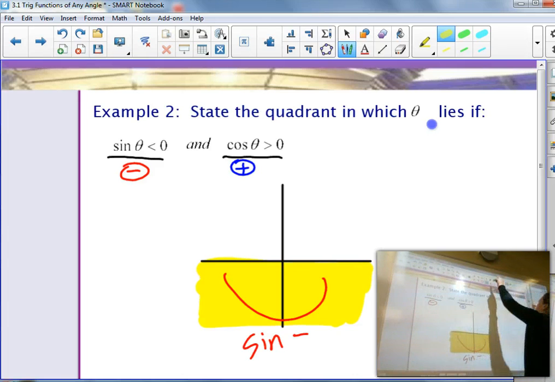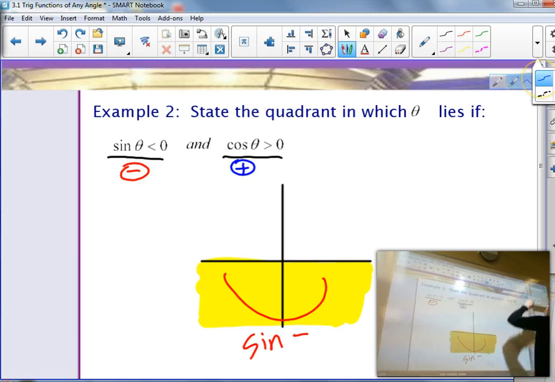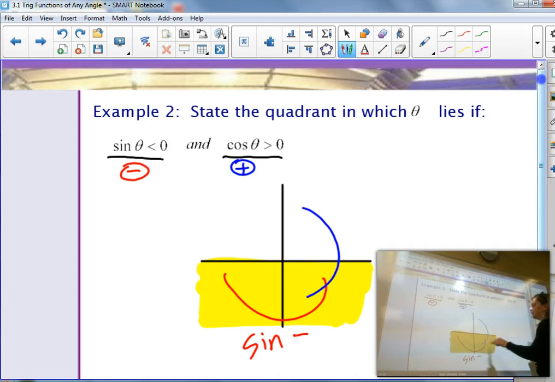All right. Where's the cosine positive? On the right. Cosine is positive when the x is positive. Yeah, the x's are positive over here.